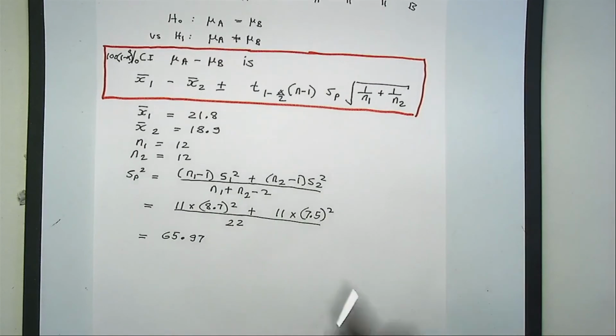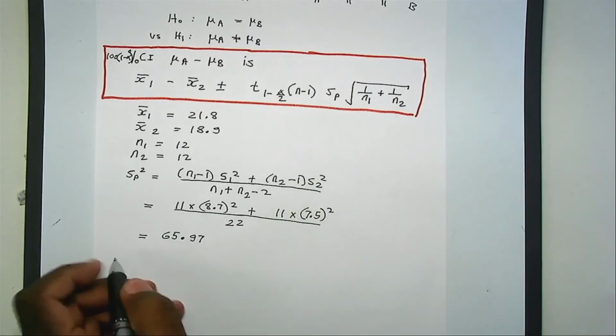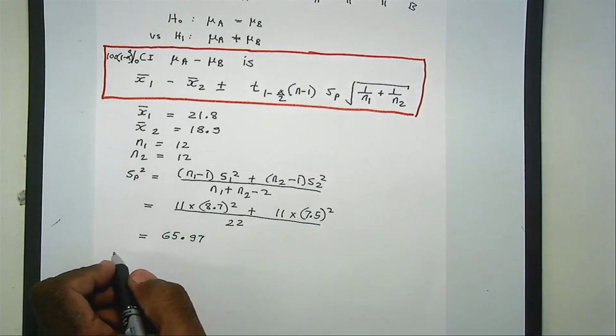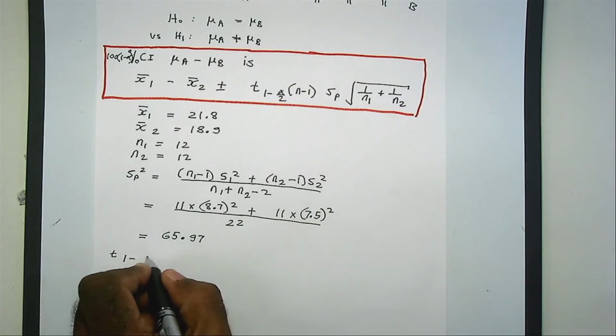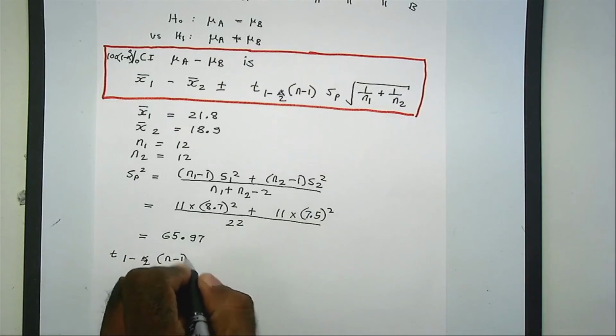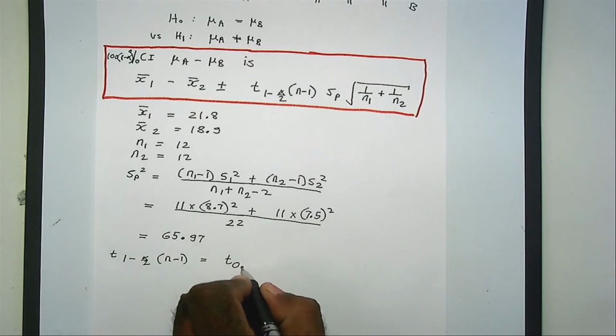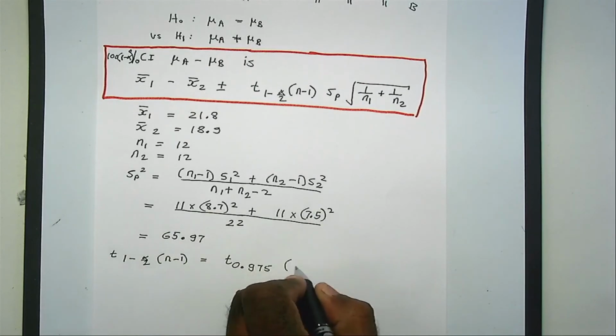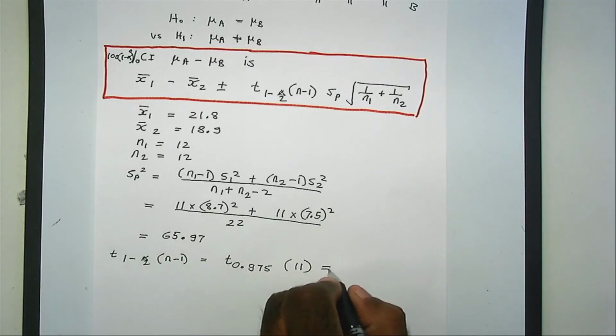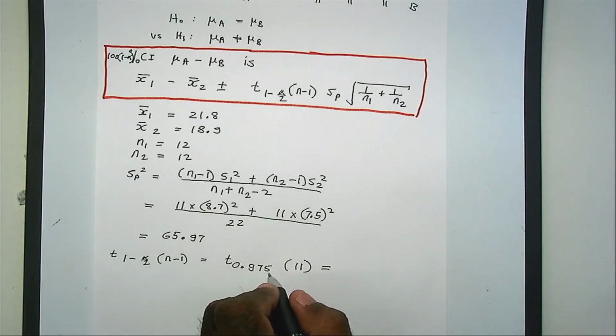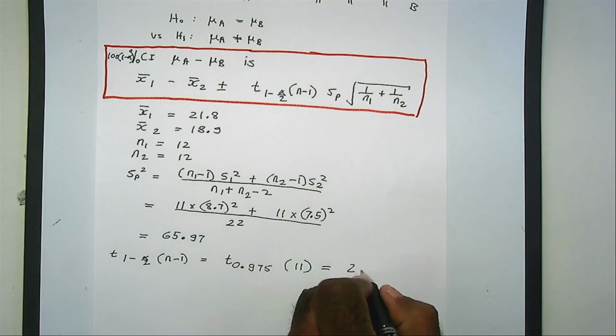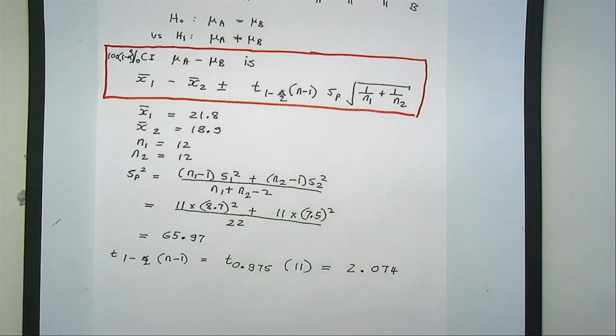And we also need the percentile of the t-distribution. We are looking for a 95% confidence interval, so your alpha is 0.05. So this will be t 0.975, with n minus 1 equal to 11. Now if you read this off the table for the t-distribution, which I showed you how to read in the video on the t distribution, this will be 2.074.